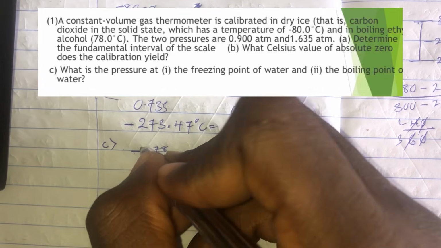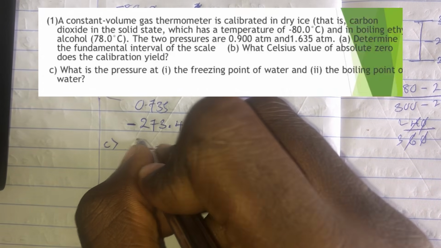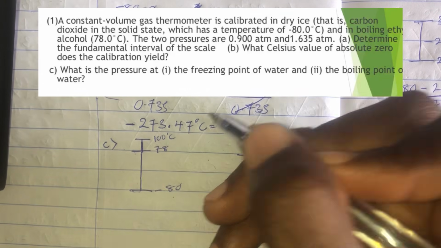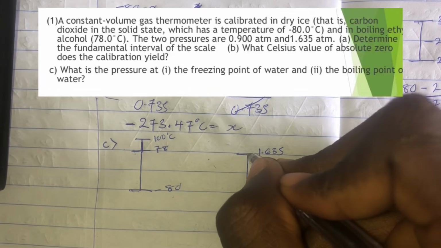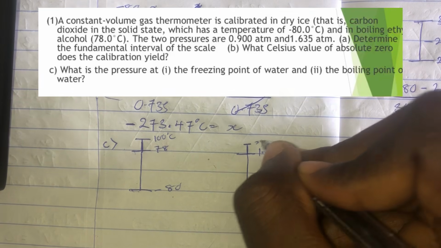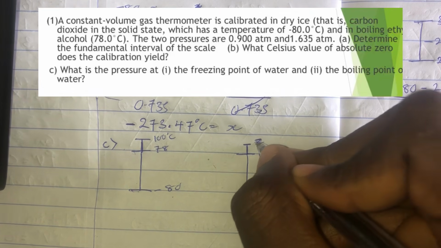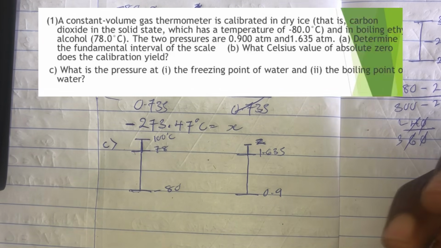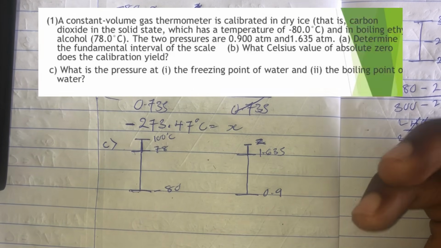Boiling point of water is about 100 degrees Celsius. So we just have to take this up a little bit, 100 degrees Celsius, because 100 is above 78. So the pressure here is also going to increase. So let's call that Z. So how do we do this? If you can do this, pause the video and solve.